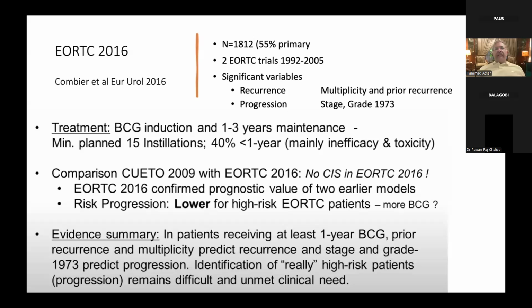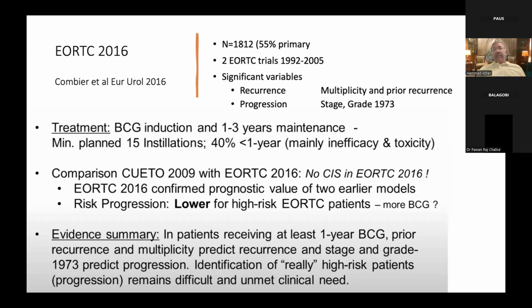About 7 years later, the EORTC 2016 risk assessment tool was published by Cambier in European Urology in 2016. It has nearly 1,800 patients, of which 55% were primary tumors that had not been treated previously. Data was collected from 2 EORTC trials between 1992 and 2005.